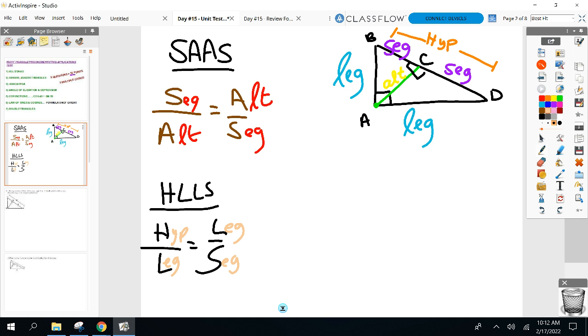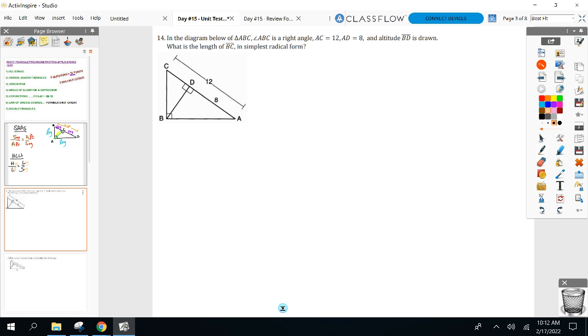Go to your packet, please. You should see, starting on page 55, the review section of the packet. Let's go and do number 14 together right now. All right, 14. Everything's labeled for us already.